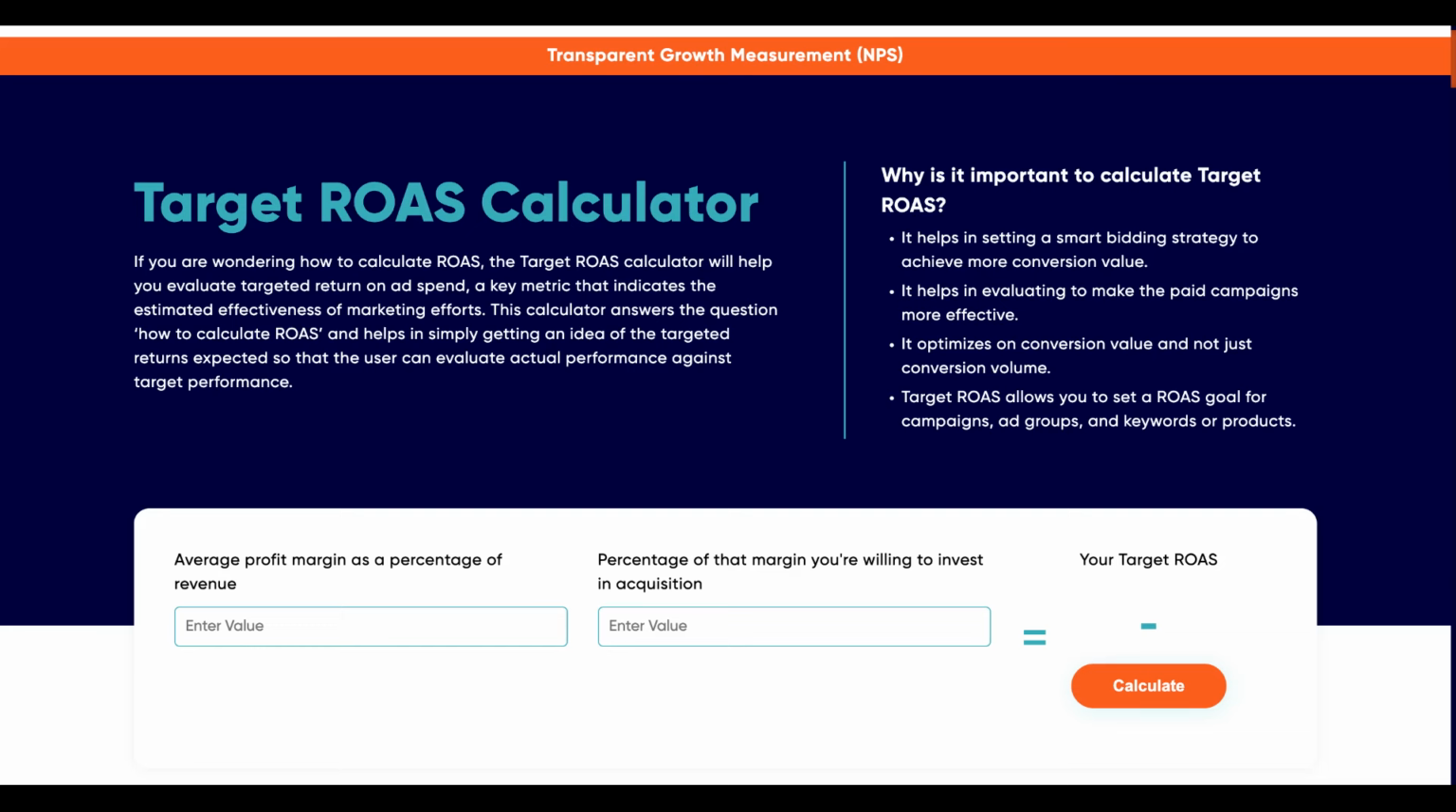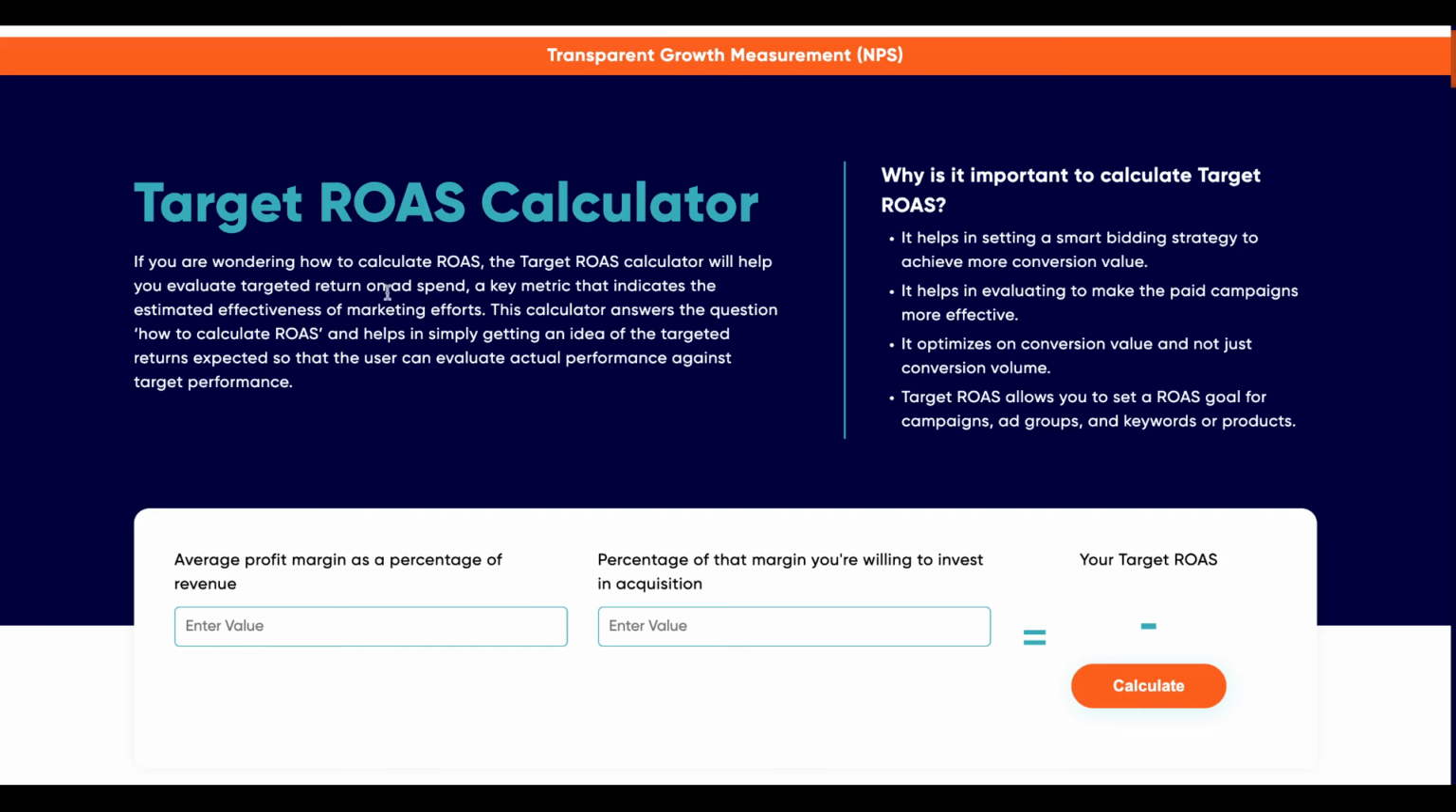So let's say you set a target ROAS of 4, which means that for every $1 you spend on your advertisement, you aim to generate $4 in revenue. Now, the advertisement platform prioritizes showing your ads to users who are likely to buy more expensive athletic shoes, even if it means exceeding your cost per acquisition.